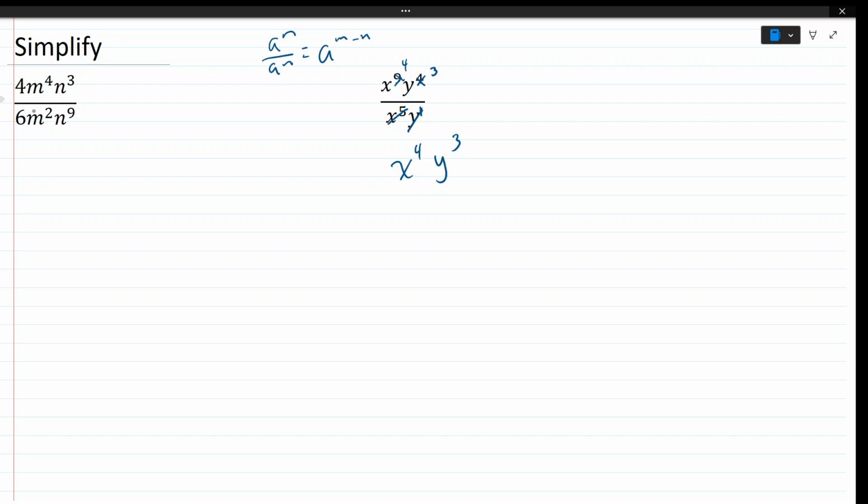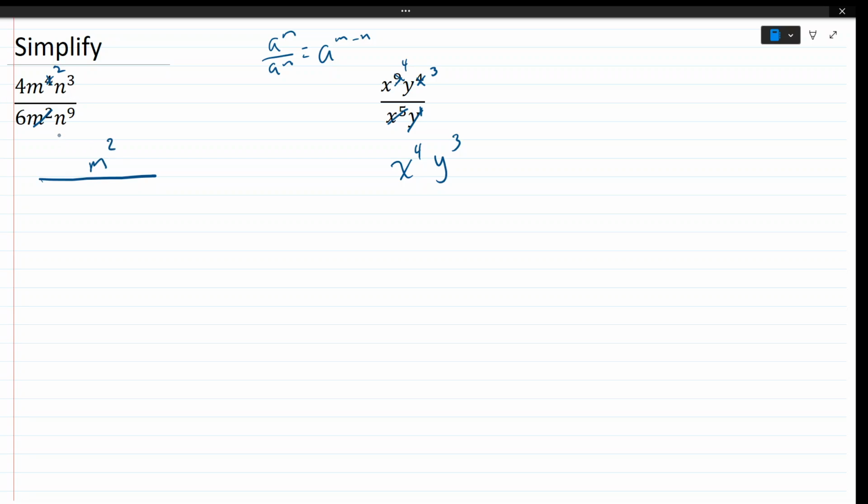Now for the first example, it would be the same thing. Let's look at the variable pieces first. We have 4m to the fourth n cubed over 6m squared n to the ninth. Well, with the m's, you have 4 m's on top, 2 m's on the bottom. So 2 of the m's cancel, and you would still have 2 m's left over on the top.